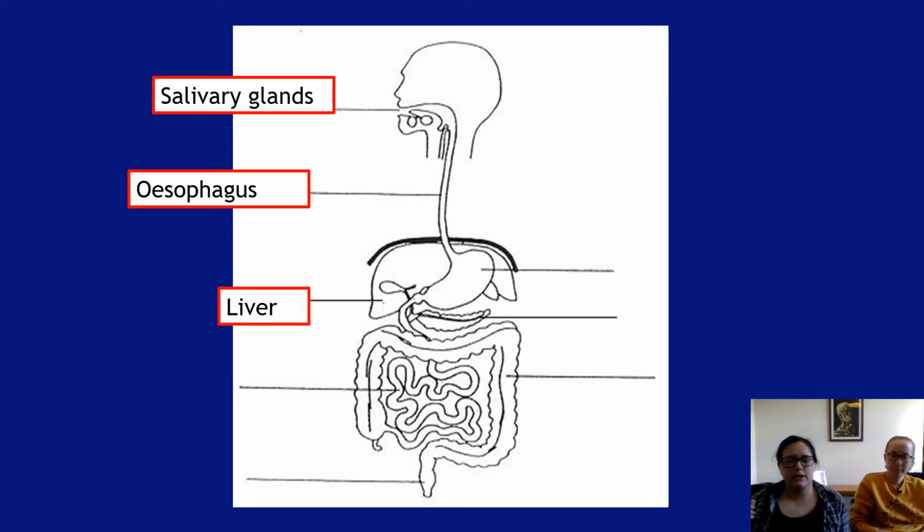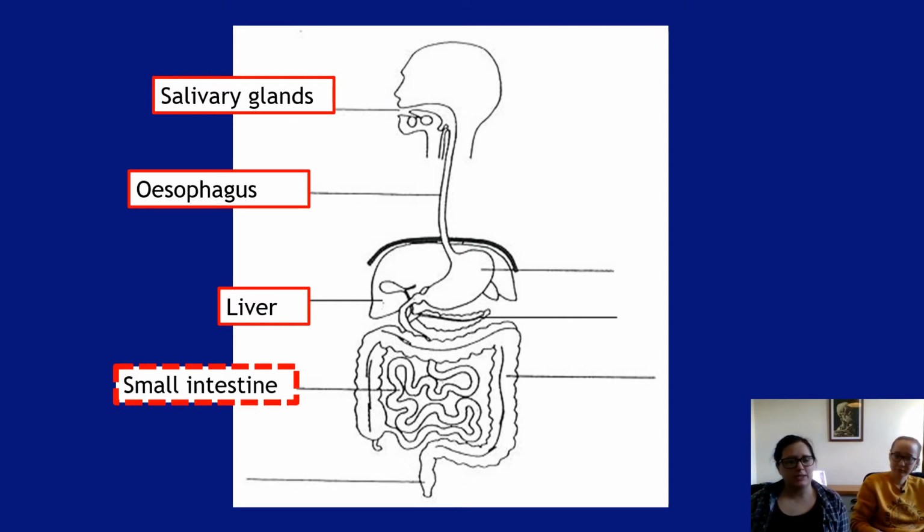Your liver is an important organ in breaking down toxins in your blood, but in this case, what it's going to do is produce bile, and bile is going to help with fat breaking down. The small intestine is in a funny box there because I'm going to talk about it in a second.